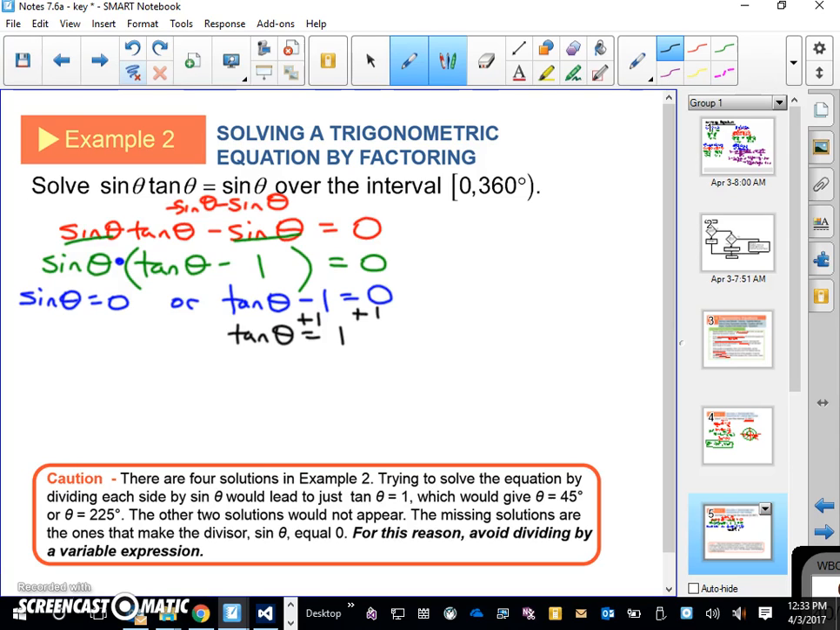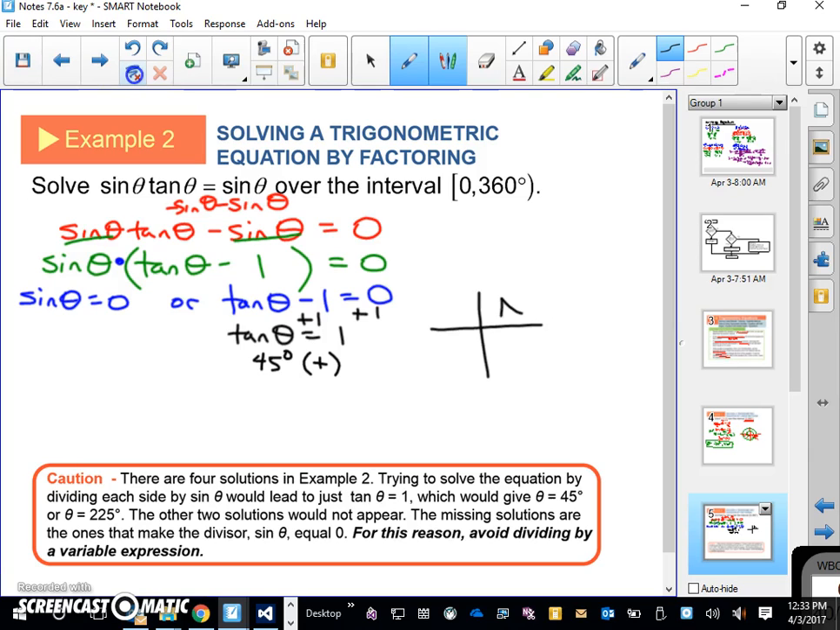Tangent is sine over cosine. So we look at where we're going to get 1 there. Square root of 2 over 2 divided by itself is 1. And we can see that we're looking at a 45-degree reference angle. But you would notice that it's 45 degrees where tangent is positive. Because that 1 is a positive number, we're looking at 45 degrees where tangent is positive.